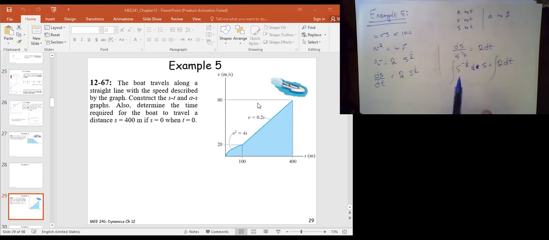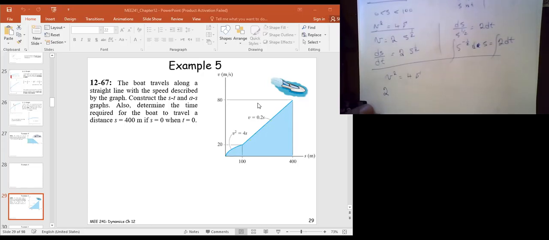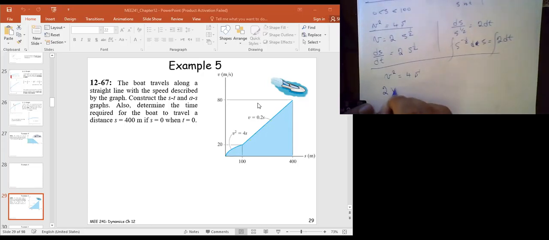Yes. Okay. Yes, absolutely. That is one way of doing it. Well, I found another easier way of doing that. Just differentiate this. So if I have v squared is equal to 4s, and I differentiate this, I'm going to end up with 2 v dv is equal to what? 4 ds. You guys agree?